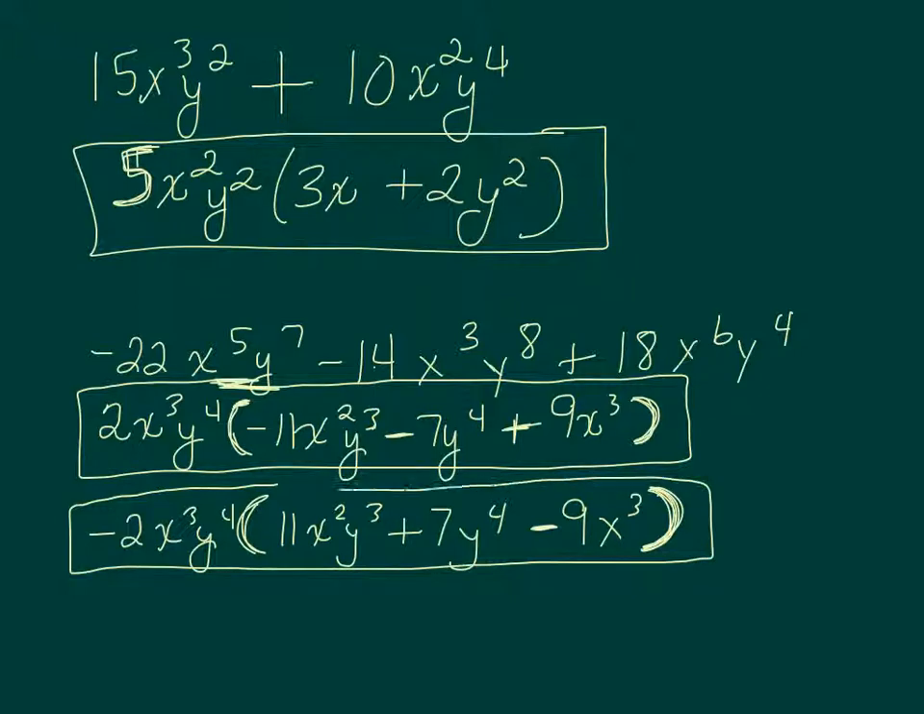So both of these answers are correct. Both of these would be accepted if you were putting these on a test or something like that. Negative 2x to the third y to the fourth, you can factor that out. And notice what it has done sign-wise: it's changed every sign. This was negative, now it's positive. This was negative, now it's positive. And this was positive, and now it's negative. Okay? So when we factored out the negative, it just changes the sign of everything in parentheses.